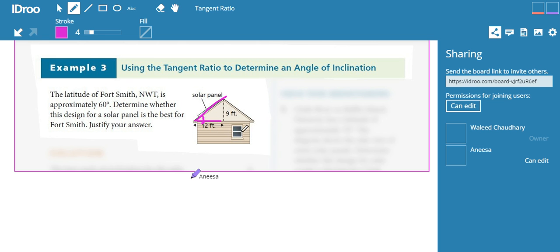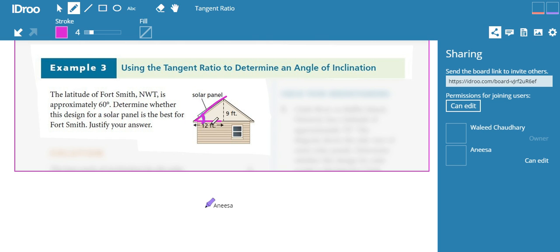Determine whether the design for the solar panel is best for Fort Smith. Justify your answer. So we're going to find this angle and check which design would be 60 degrees. We would find out whether the angle we find suits or not. If the angle we find is less than this angle, this means that Fort Smith is best designed.